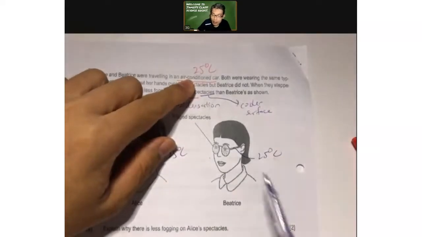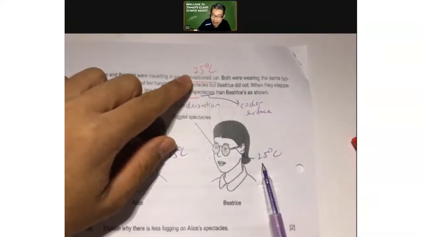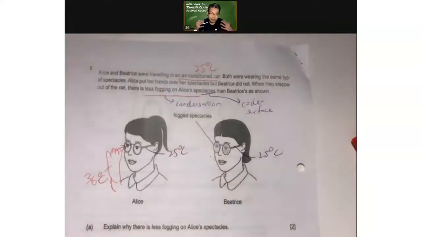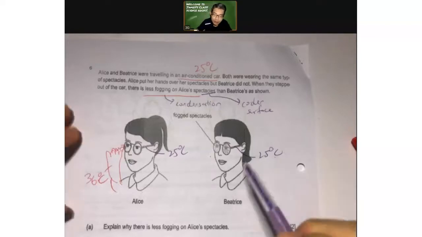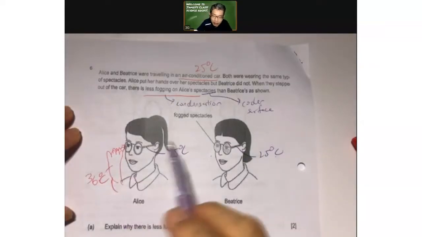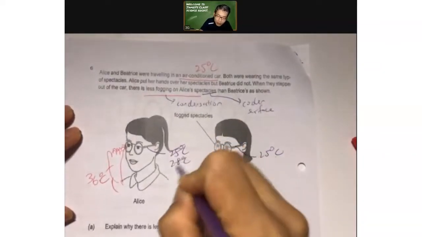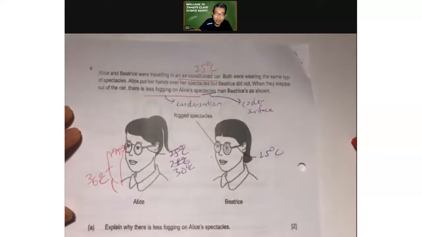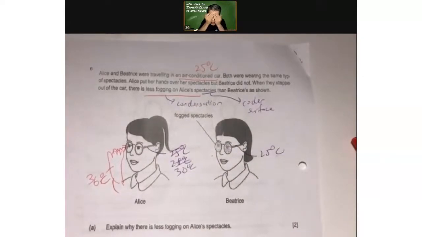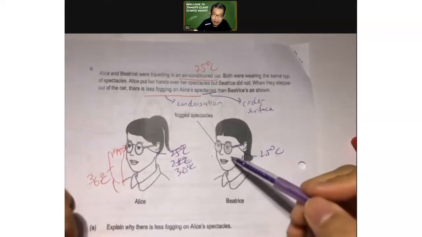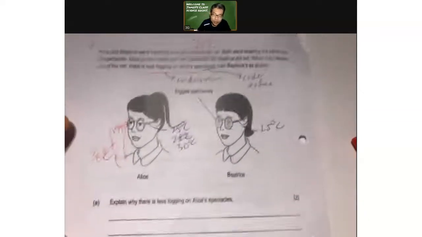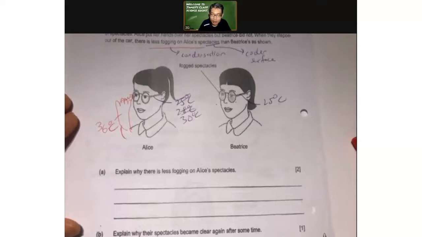Beatrice's spectacles temperature was at the temperature of the air-conditioned car, at 25 degrees Celsius. Now, remember, I do not know whether it's 25 or 18. I'm just giving a number that makes sense to me, and my air-conditioned room right now is about 25 degrees Celsius. Pretty cold. But because the hand touches the spectacle, the temperature might have gone up, maybe to 28 degrees Celsius or maybe to even 30 degrees Celsius, because the spectacles would have gained heat from her hand. So Alice's spectacle is warmer than Beatrice's spectacles.